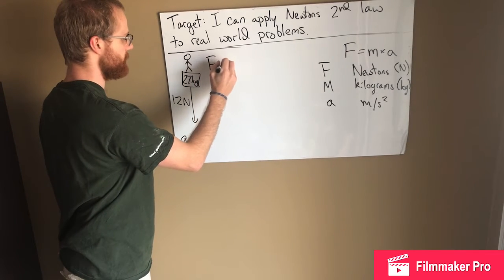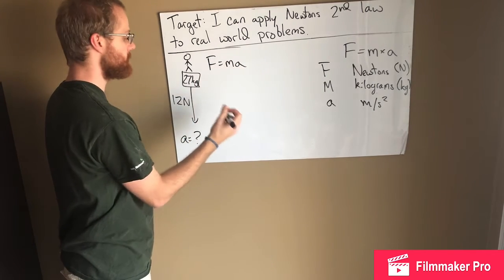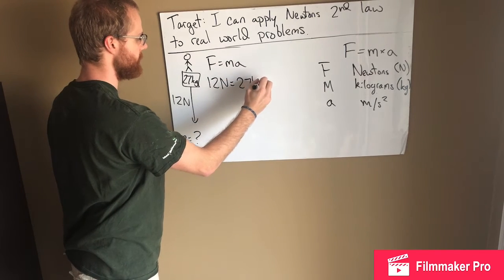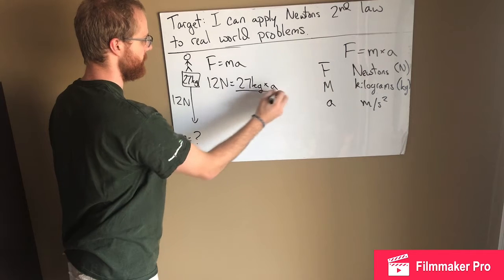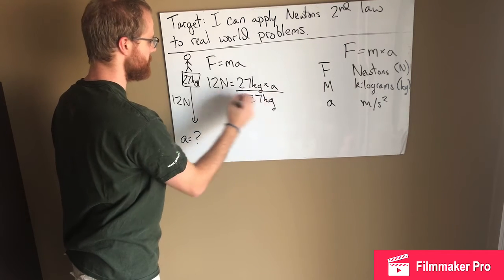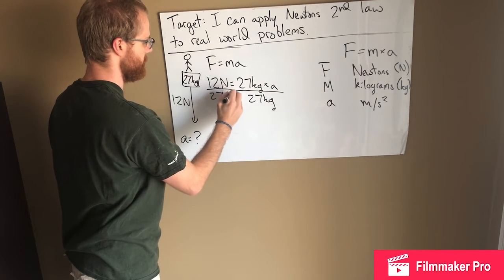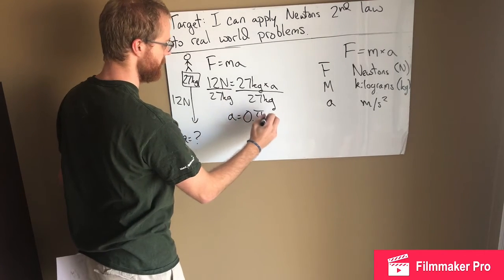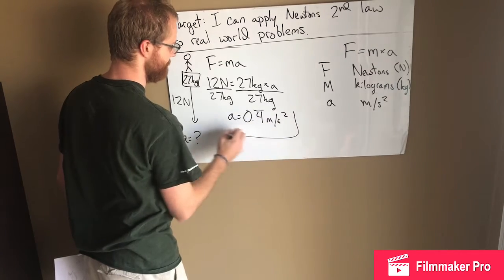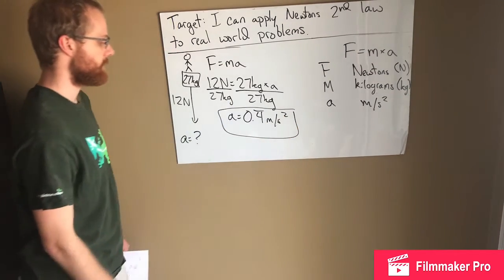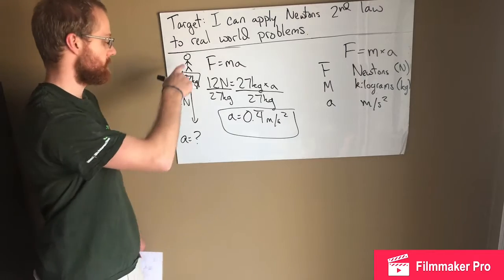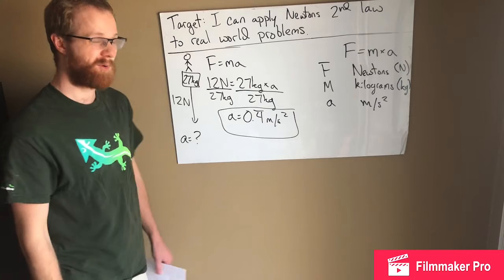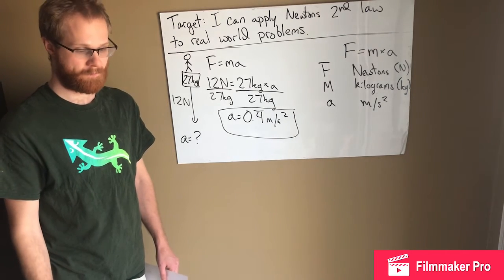So let's write out our equation, F equals ma. Let's substitute the numbers that we know into the equation. 12 newtons equals 27 kilograms times A. And if we divide both sides by 27 kilograms, we solve for A, which in this case would be 0.4 repeating meters per second squared. Okay, so not too crazy, right? This is saying that if a person exerts 12 newtons of force on a box, that box is going to accelerate at about 0.4 repeating meters per second squared.